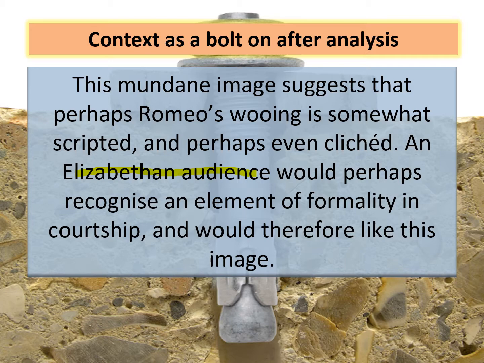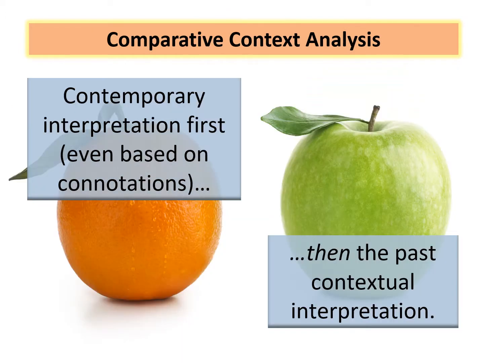And again, we could see that more interesting conceptual vocabulary would be ideal here, but essentially we're connecting the idea that contextually, the Elizabethans would enjoy formality in courtship, and that this image goes along with that idea. It allows them to appreciate that formality in courtship is here. So to improve this, I suggest making your analysis of context comparative, even if it's basic connotations.